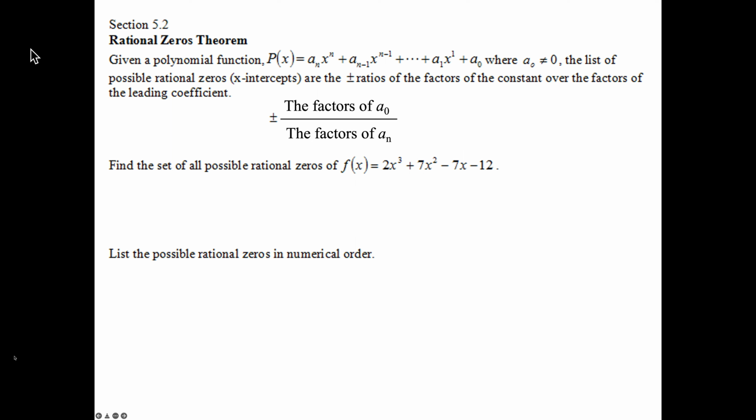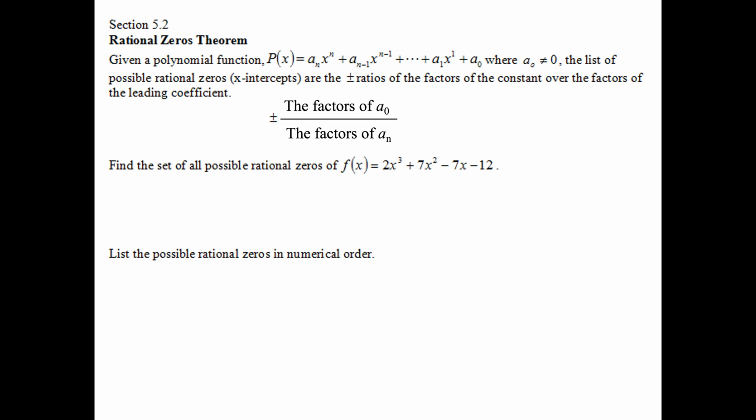So when you look at a polynomial function, again, in descending order, a sub n is the coefficient on the x to the n. A sub n minus 1 is the coefficient on the x to the n minus 1, all the way down to a sub 0. This is your constant, and the constant cannot be equal to 0. If it were 0, you could factor out an x, and then we're going to work with that new leftover polynomial.